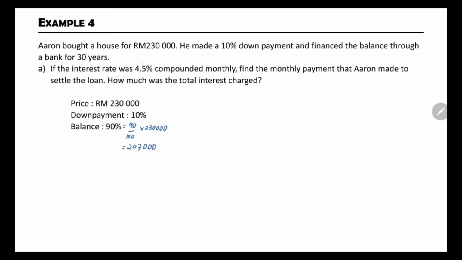So interest rate was 4.5%. This is J. Compound monthly means M equal to 12. Find the monthly payment. We're looking for R. And then how much the total interest charge is, I. Balance through a bank for 30 years. This is T. R is what we're looking for. J is 4.5% equal to 0.045. T is 30. M equal to 12.